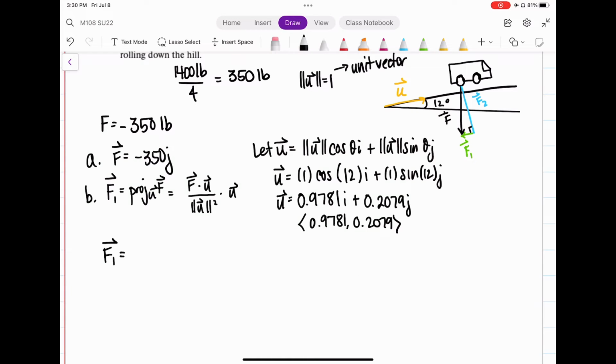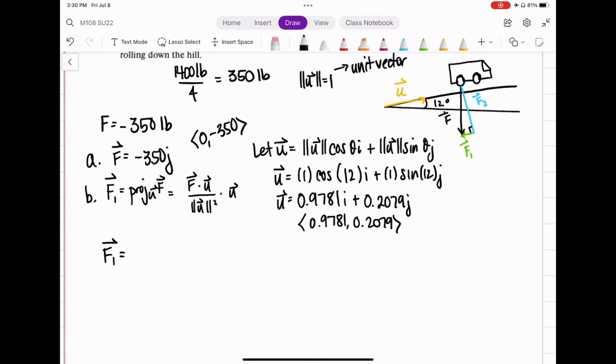Vector F1 is then given by the dot product of vector F times vector U. Well, recall we got vector F in part A, which was written as just negative 350j. Written in component form, there is no I value. So we're going to have 0, negative 350 in component form for vector F.